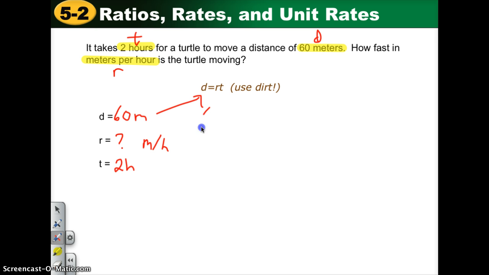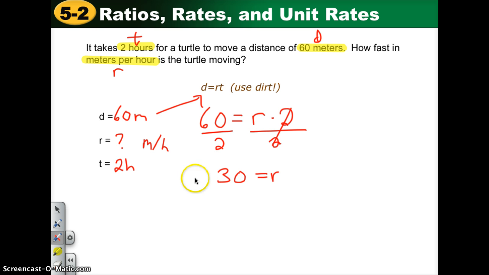So we plug our numbers in accordingly. 60 equals R times 2. Divide by 2 to eliminate that and get R by itself. 60 divided by 2 is 30. 30 equals R. So R is 30 meters per hour.